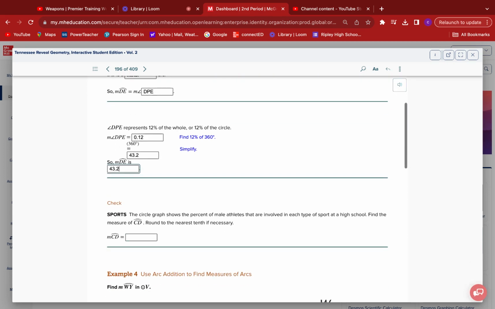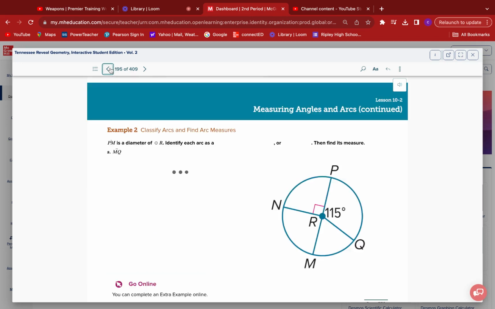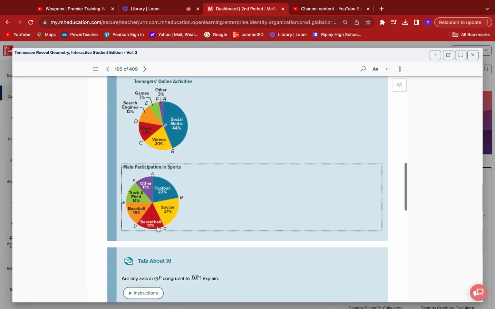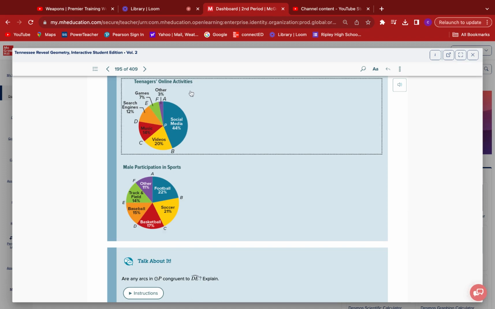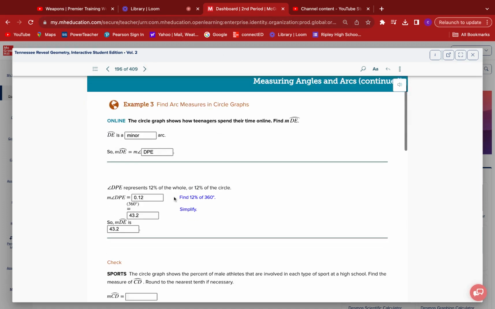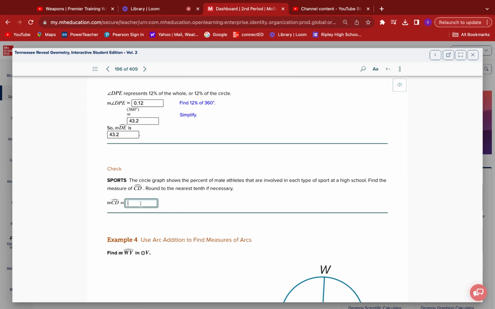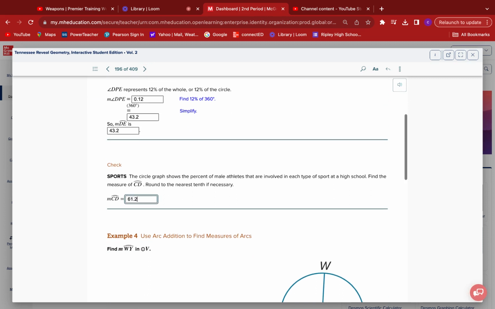Oh, we've got a check coming up. The circle graph shows the percent of male athletes that are involved in each type of sport at a high school. Find the measure of arc CD, to the nearest tenth if necessary. All right, shooting back. C to D is 17%, and it's basketball. I'm trying to find 17% of 360 degrees. So everybody grab your calculator and put in 0.17, because that's 17% times 360: 61.2. So it's going to be 61.2.